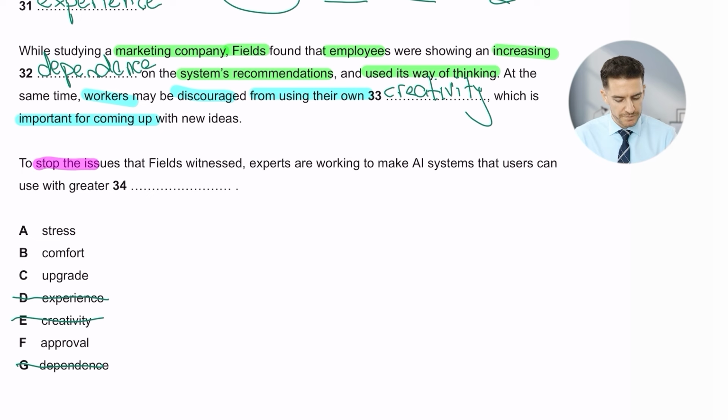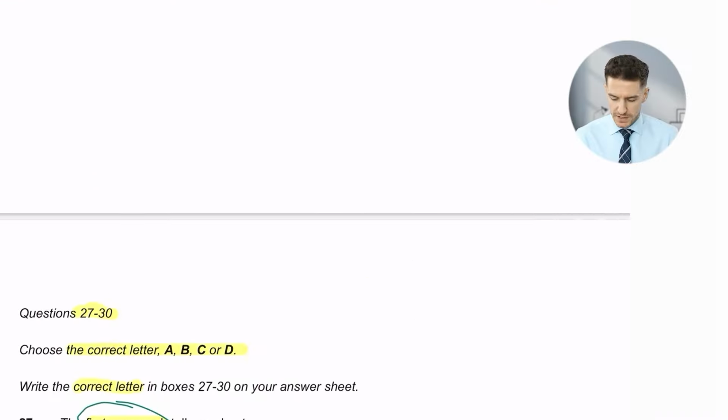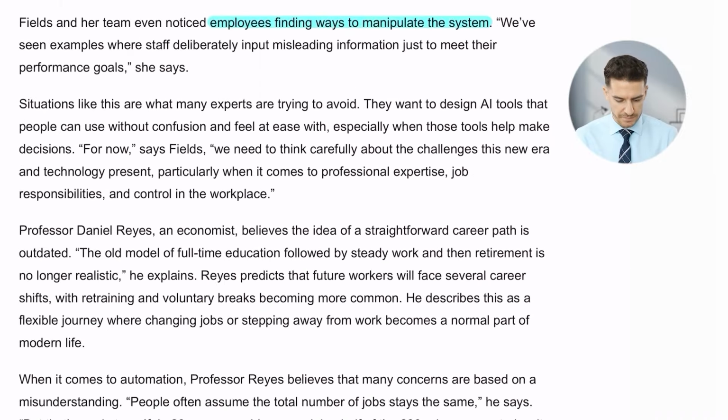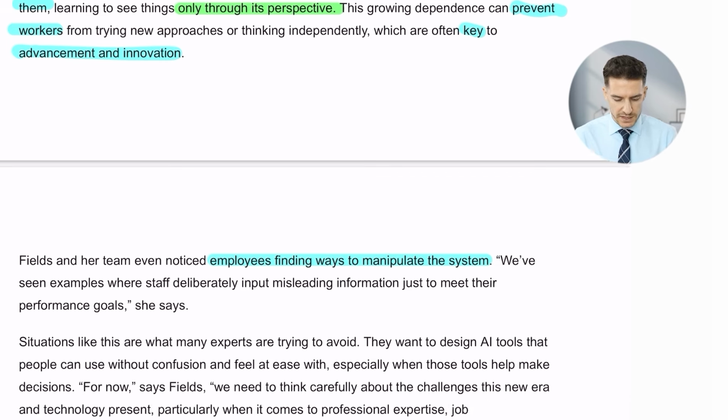To stop the issues that Fields witnessed, experts are working to make AI systems that users can use with greater something or more something. So we're looking for stopping something, and we're looking for making AI systems that might help users with something. So let's go back up and we'll see if we can find the answer there. So let's start from where we finished before, which was around here. They're often key. Okay, let's keep going.